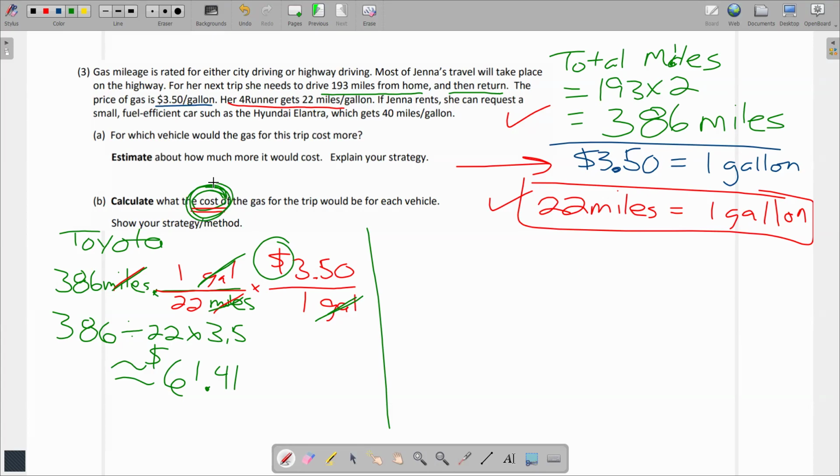Have I shown my strategy? Yes. So you should write something just like that. If you didn't write this down yet, I'm going to give you a minute, write that down. Exactly like that. And then I want you to try and repeat this for the Hyundai. So I'm going to let you try that, and then I'll catch up and we'll compare notes.